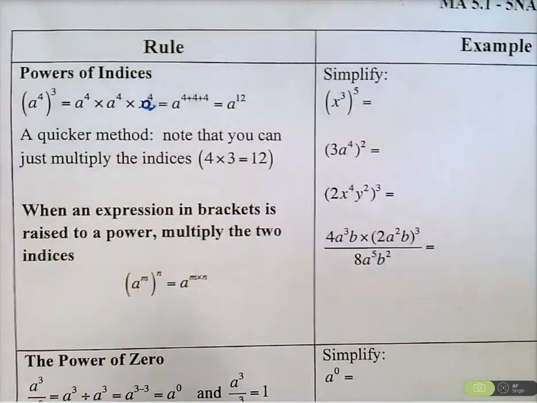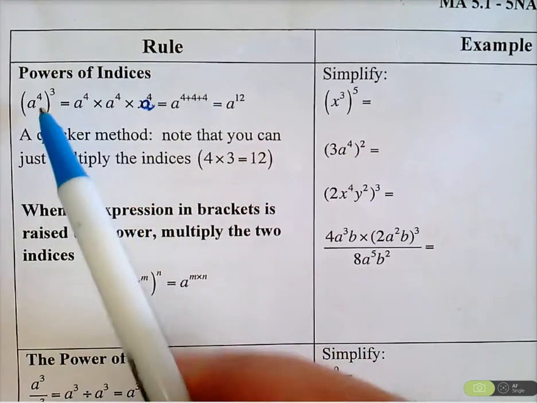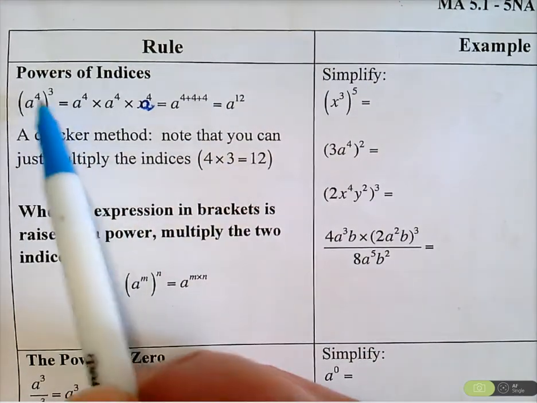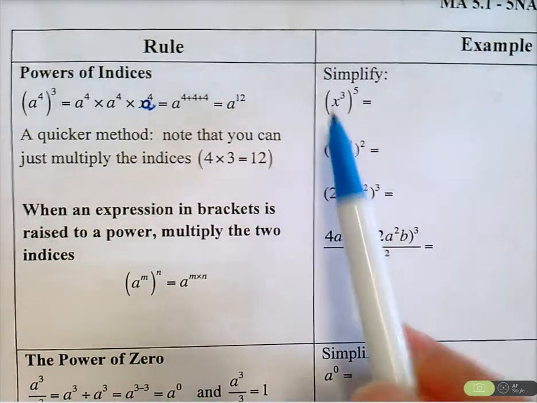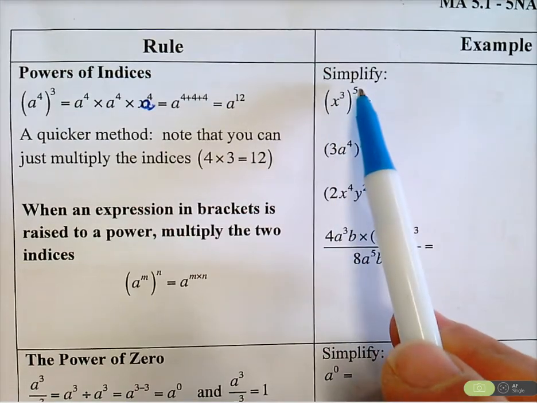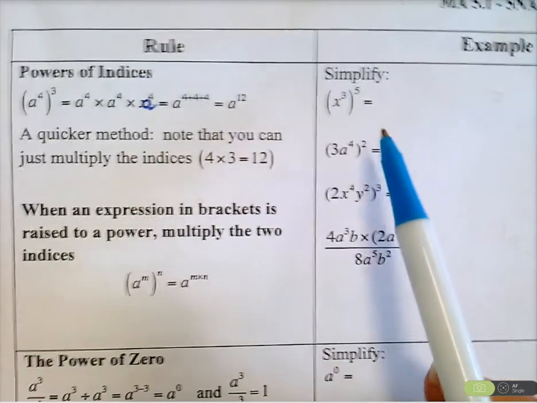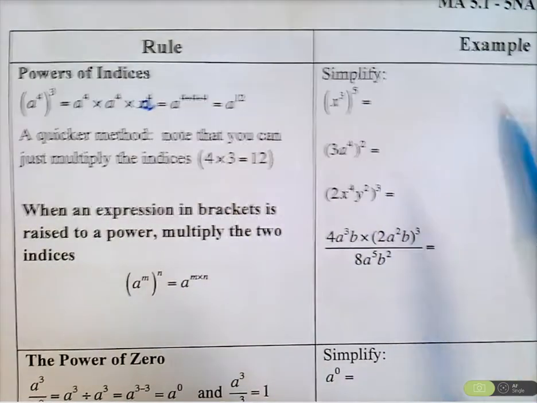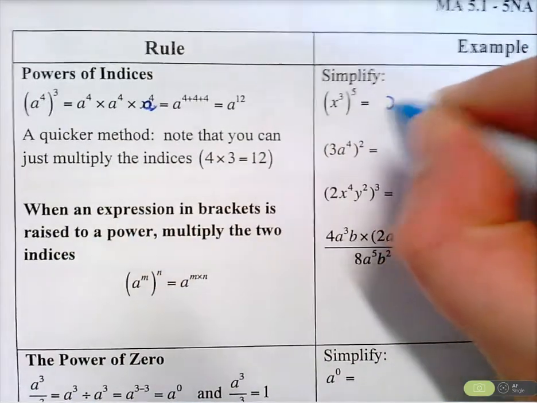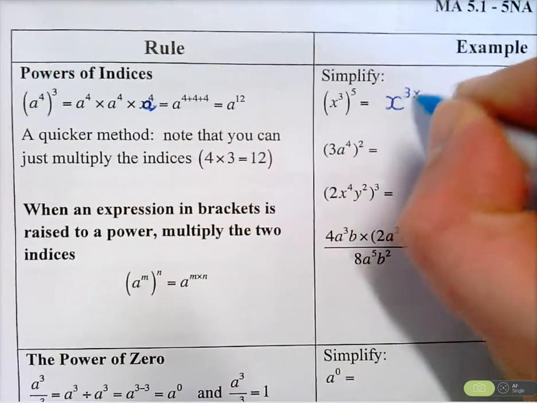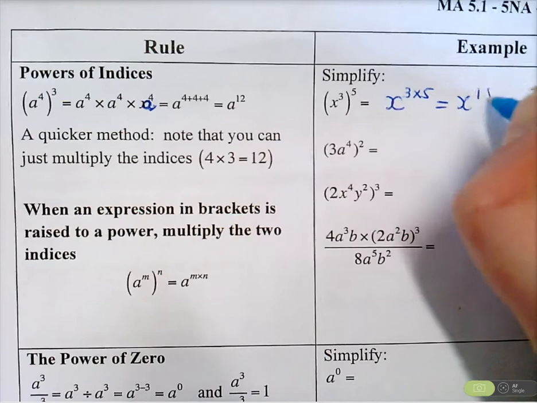Now, that obviously takes a long time. A quicker method is to notice, what's 4 times 3? 12. So if we did a few more examples like that, we would get the same thing. If we look at this one here, x cubed to the power of 5, that would be x cubed times x cubed times x cubed times x cubed times x cubed. The 3 would be added up 5 times, which is 15. Isn't it just quicker to say 3 times 5 is 15?